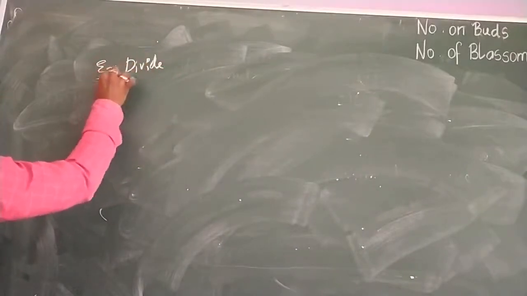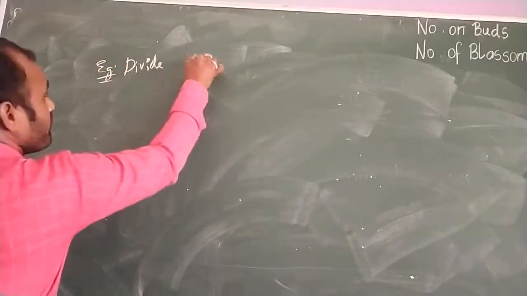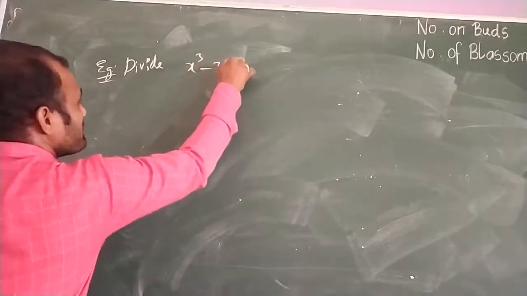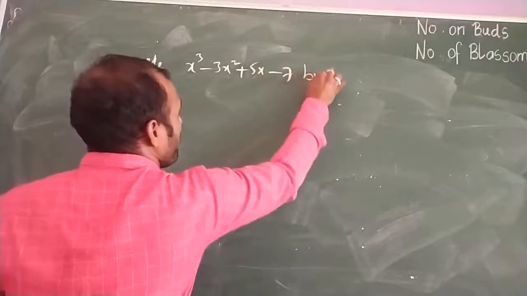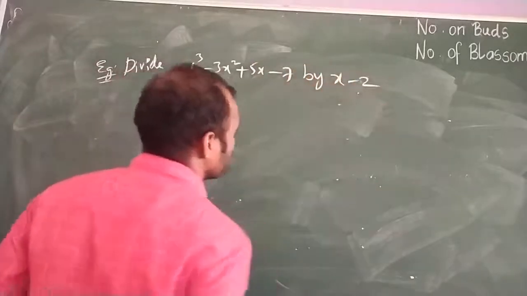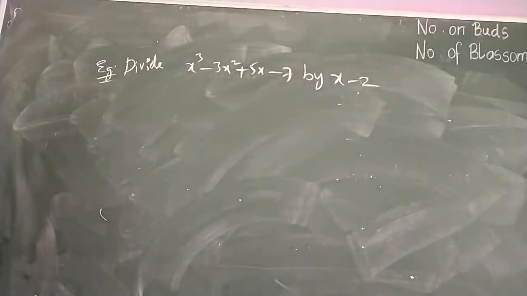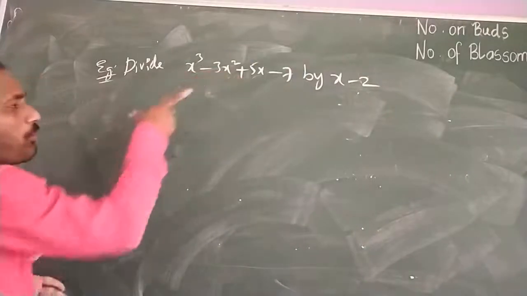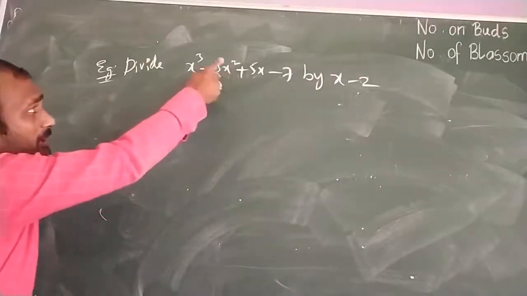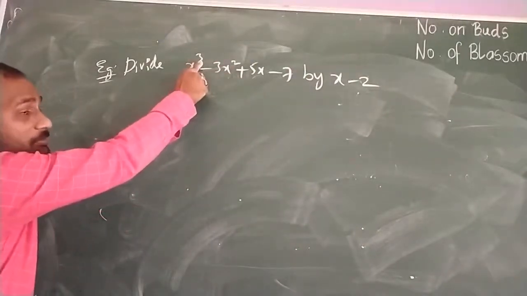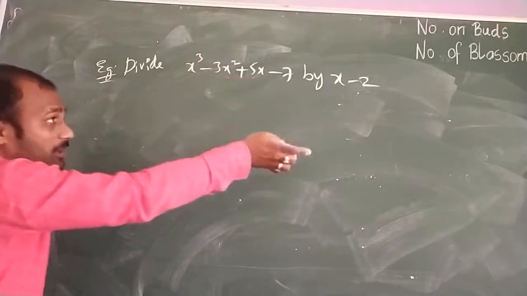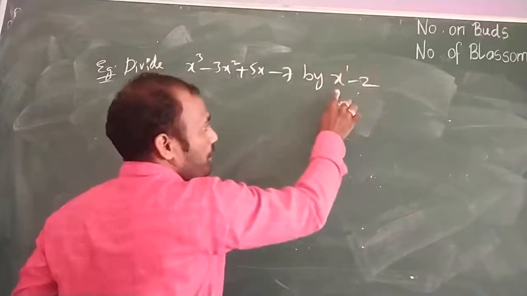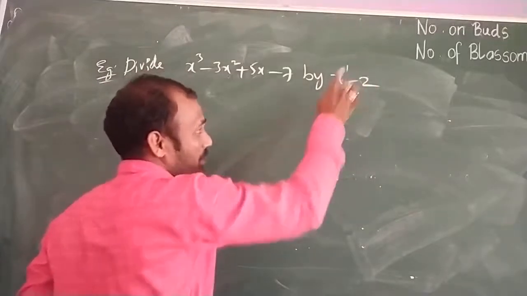Example: divide x cube minus 3x square plus 5x minus 7 by x minus 2. So we are dividing a cubic polynomial. Why am I going to call it a cubic polynomial? Because the highest degree is 3. Since the highest degree is 3, the name came as cubic polynomial. I am dividing by a linear polynomial. Why? Because here the highest degree is 1.